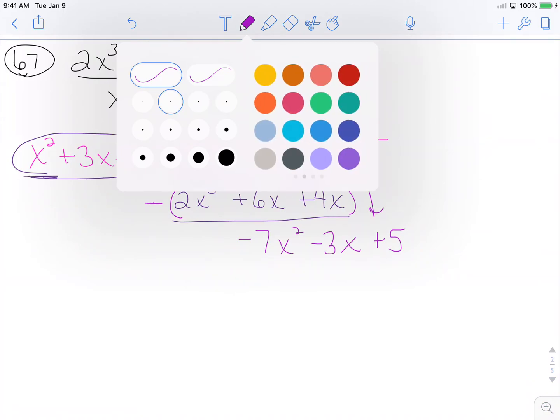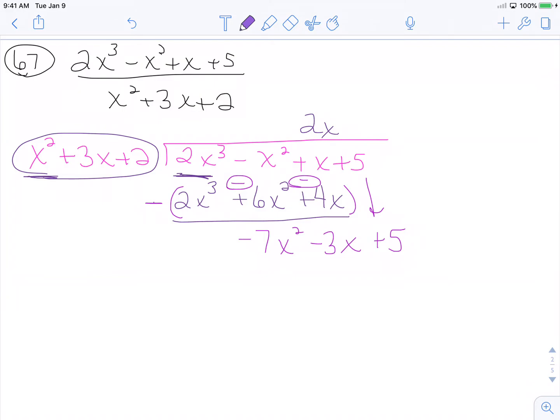And then we start the process again. So we now have a negative 7x squared. We have the x squared, so we just multiply it by negative 7. And then again, make sure you're multiplying all of it. So negative 7x squared minus 21x, and then minus 14.